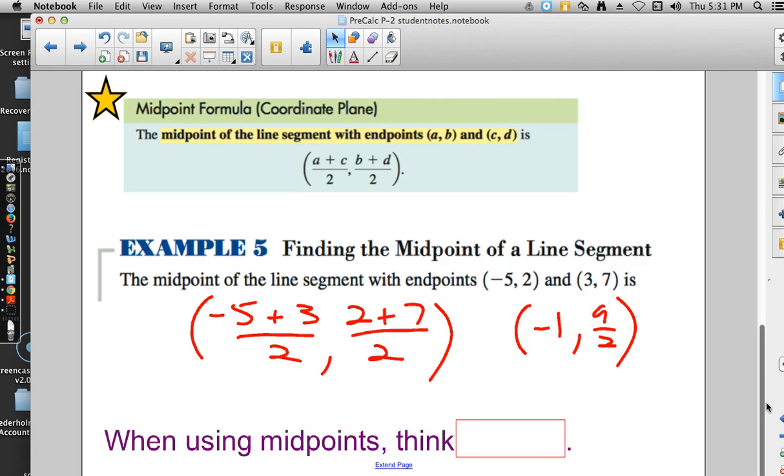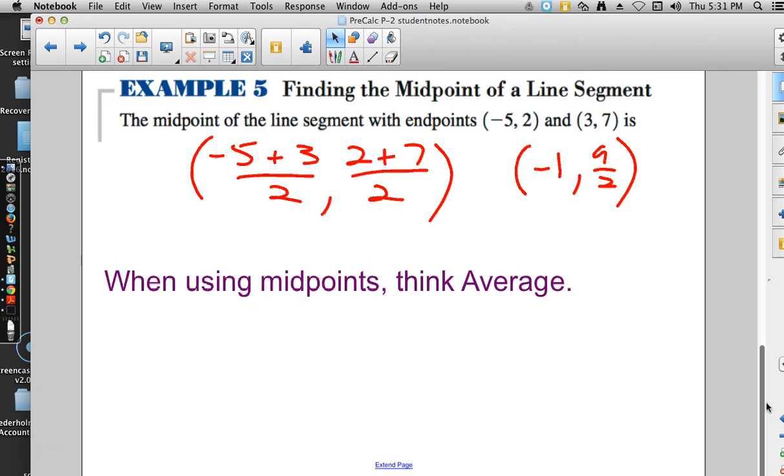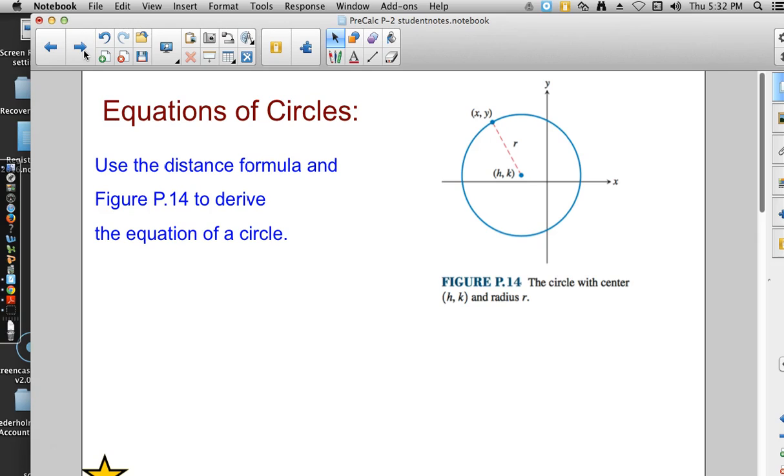Now, all you need to do when you're thinking midpoints is think average. We have to find the average. There's 2 of them. Add them together and divide by 2. So again, we've talked about absolute value a little bit. We talked about scatter plots. We have talked about the distance formula. We have talked about the midpoint formula. So we can cross a lot off of our objectives, but we're not quite done. And that's because we have equations of circles. Well, equations of circles are fun because they're nice and easy too.